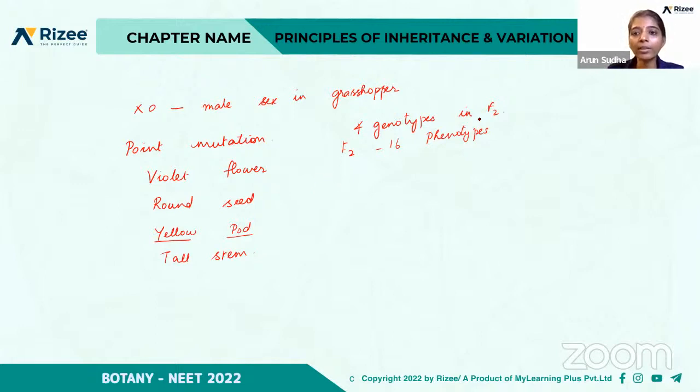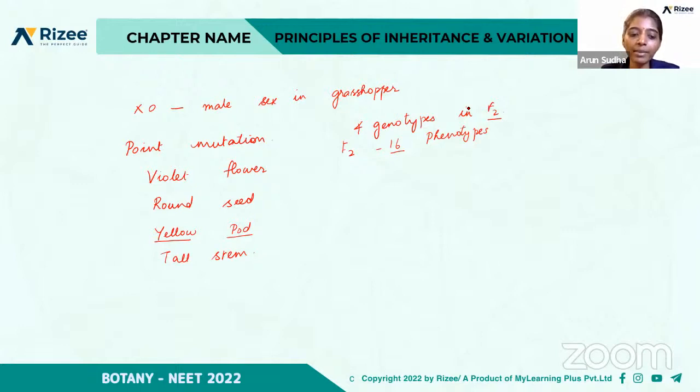In the F2, there are not 4 genotypes. It is more than 4 genotypes, right? And there are not 16 phenotypes also. In the case of a dihybrid cross, we saw only 4 phenotypes, right? For example, if you take round yellow and wrinkled green, only the 4 phenotypes will be visible in the F2 generation. So this is also a wrong statement.